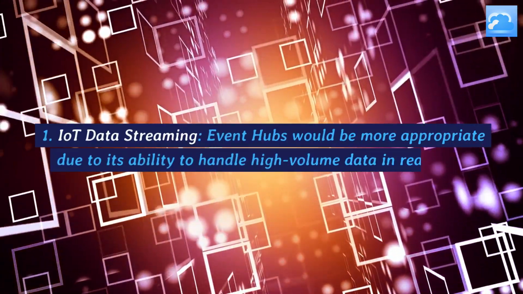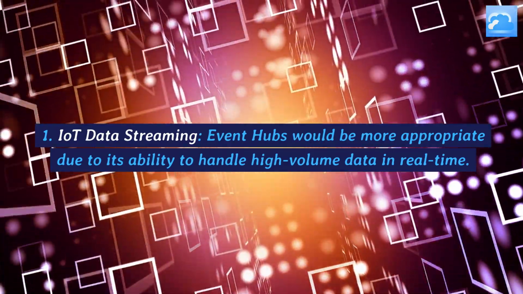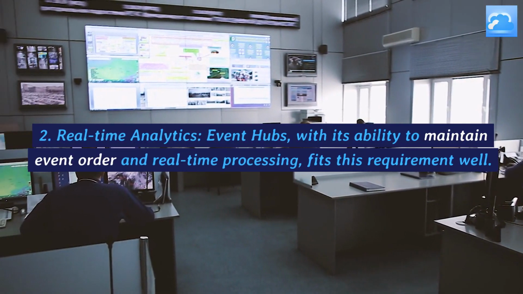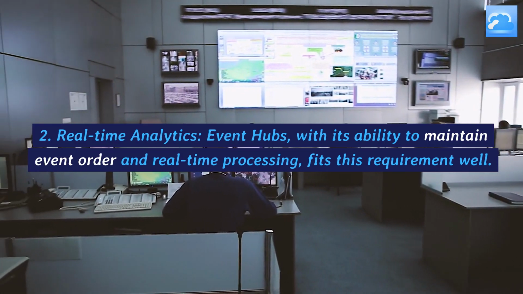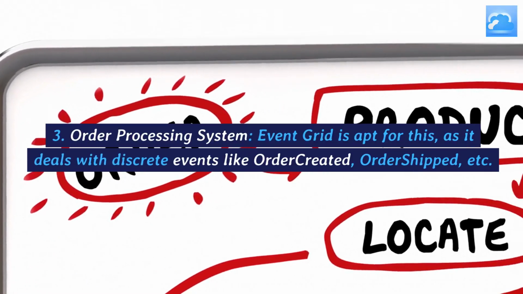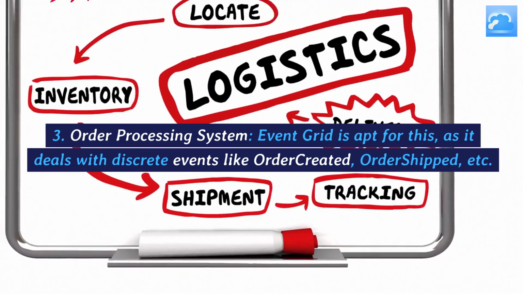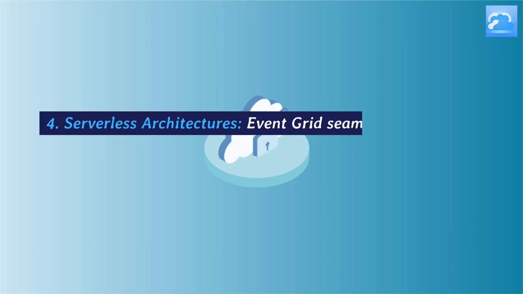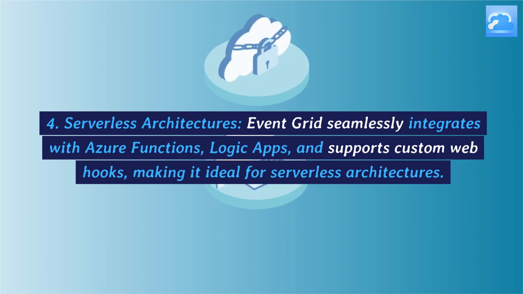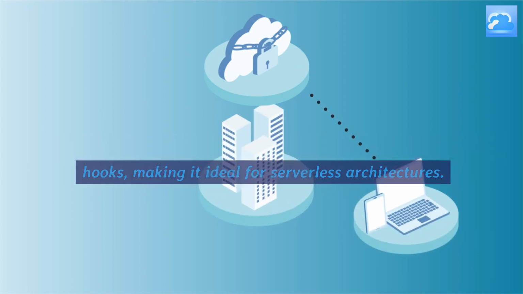Scenarios. 1. IoT data streaming. Event hubs would be more appropriate due to its ability to handle high-volume data in real time. 2. Real-time analytics. Event hubs, with its ability to maintain event order and real-time processing, fits this requirement well. 3. Order processing system. Event Grid is apt for this, as it deals with discrete events like order created, order shipped, etc. 4. Serverless architectures. Event Grid seamlessly integrates with Azure Functions, Logic Apps, and supports custom webhooks, making it ideal for serverless architectures.